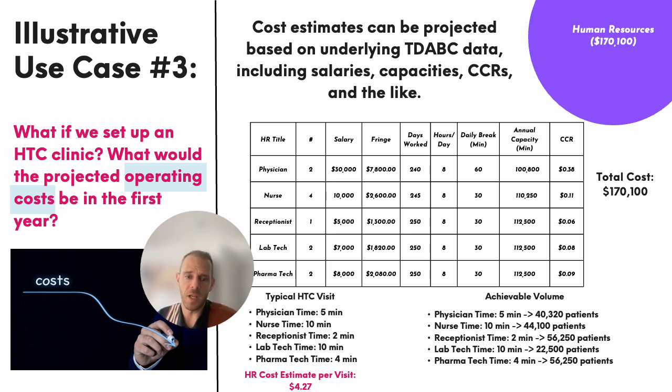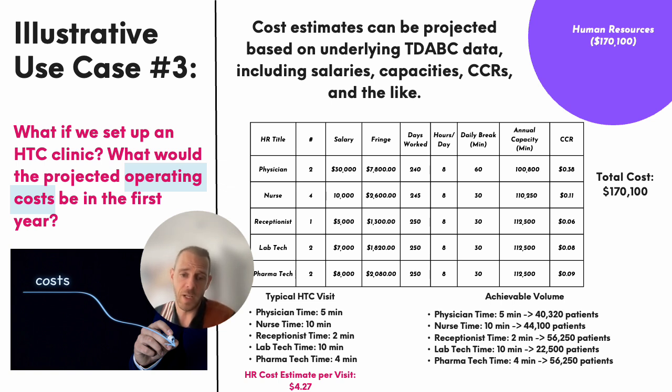But let's look below the table on the left-hand side. We can see that a typical HIV testing and counseling visit, based on the data that we collected at facilities, would entail about 5 minutes of physician time, 10 minutes of nurse time, 2 minutes of receptionist time, 10 minutes of a lab tech's time, and about 4 minutes of a pharmacy technician's time, which means that overall the average cost for human resources for an individual visit is about $4.27.